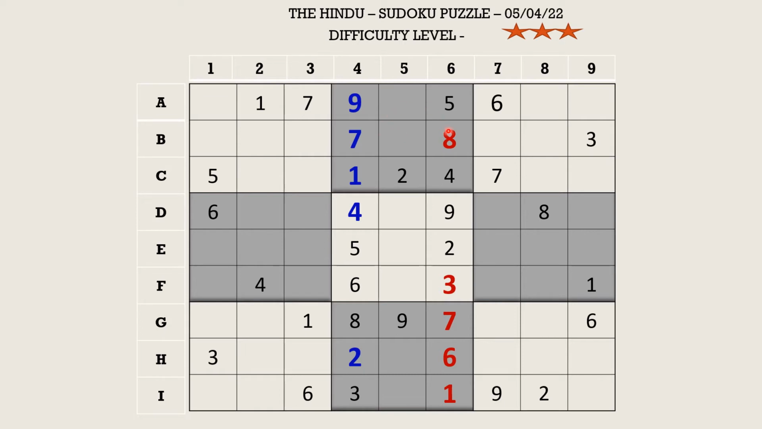In block 2, there are only 2 missing numbers and the numbers are 3 and 6. You have 6 and 3 here. So accordingly, B5 takes 6 and A5 takes 3.